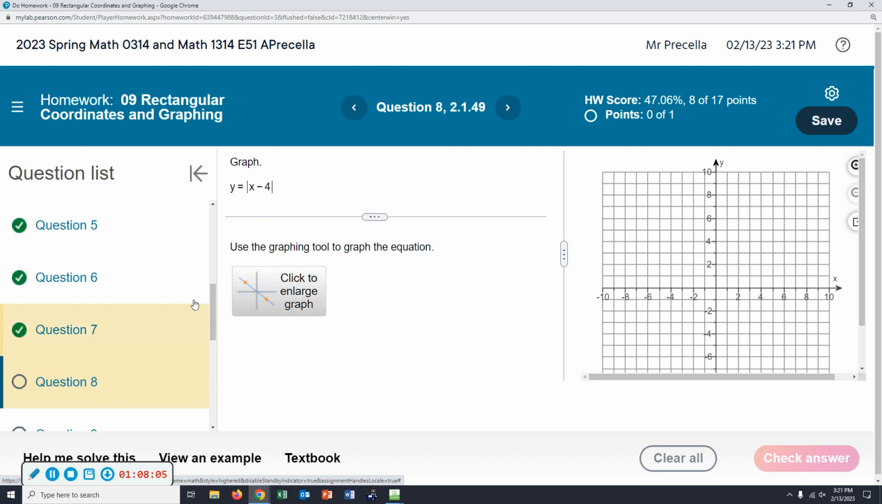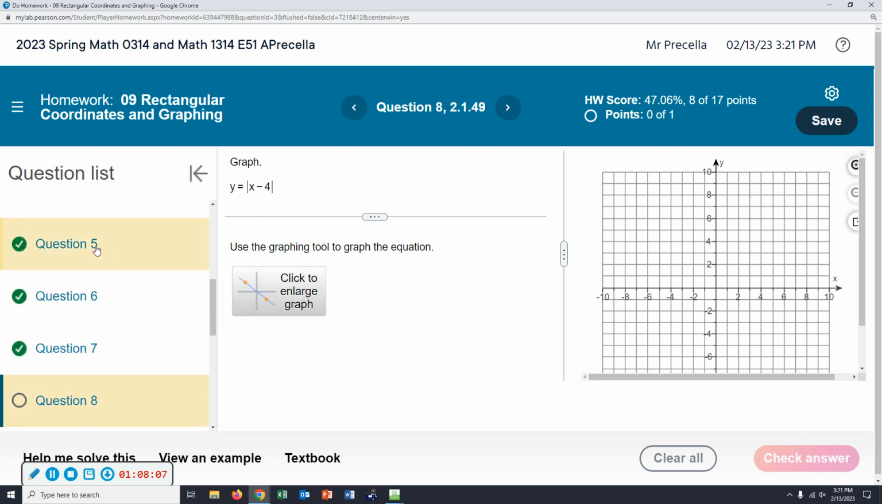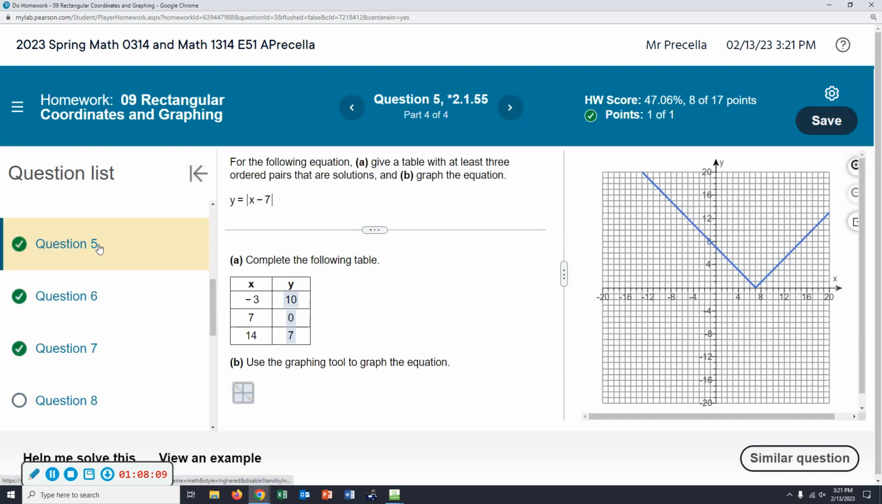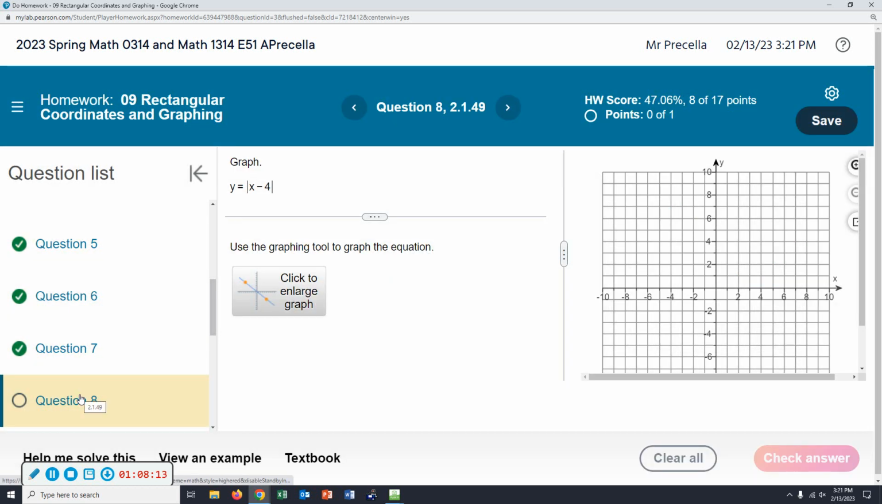I thought I looked to make sure we didn't wind up with the same problems. Oh, no, that was x minus 7. Okay. Number 8, what's different here? Does it give you the table? No. So how do you graph an absolute value if it doesn't give you the table?